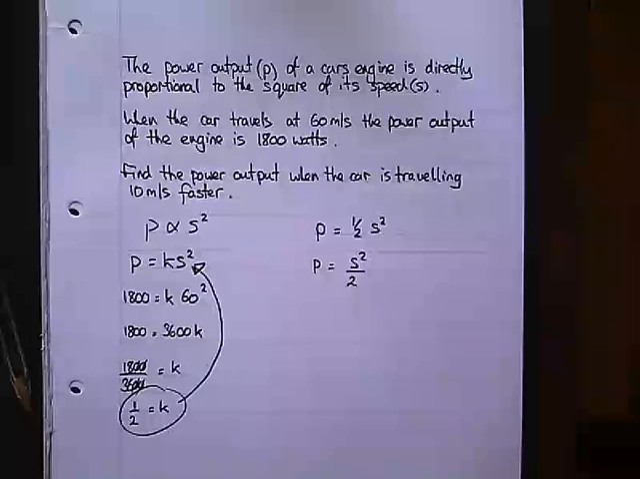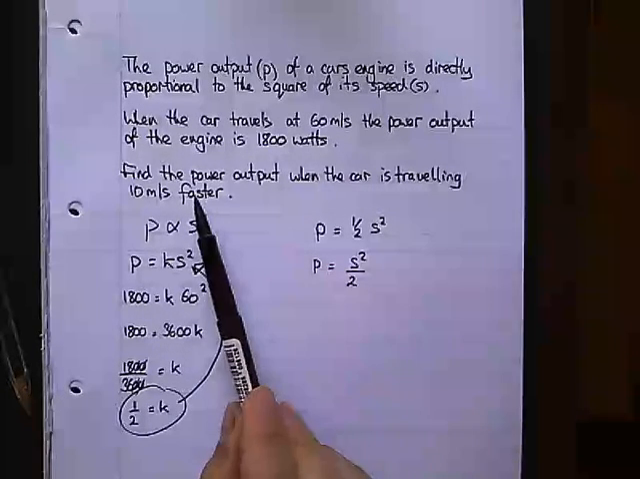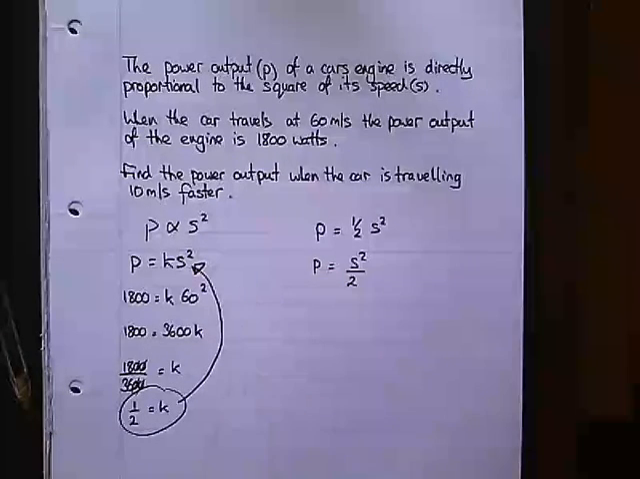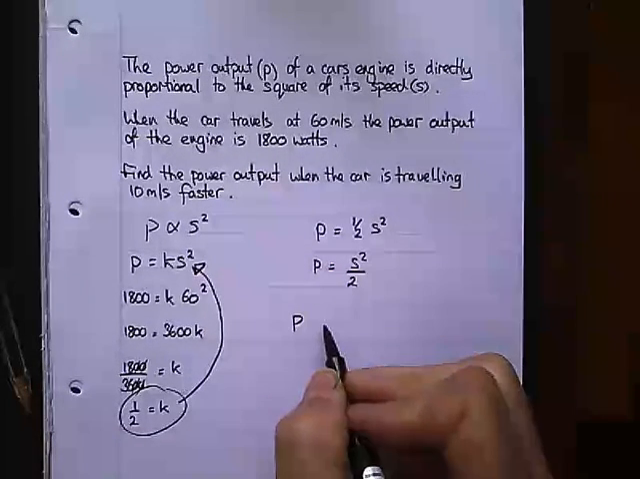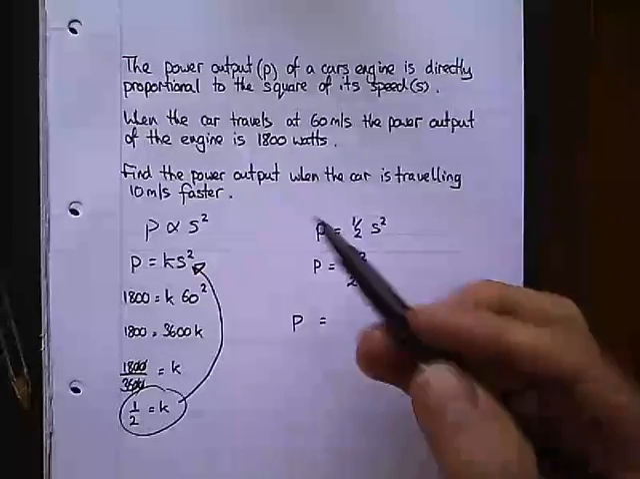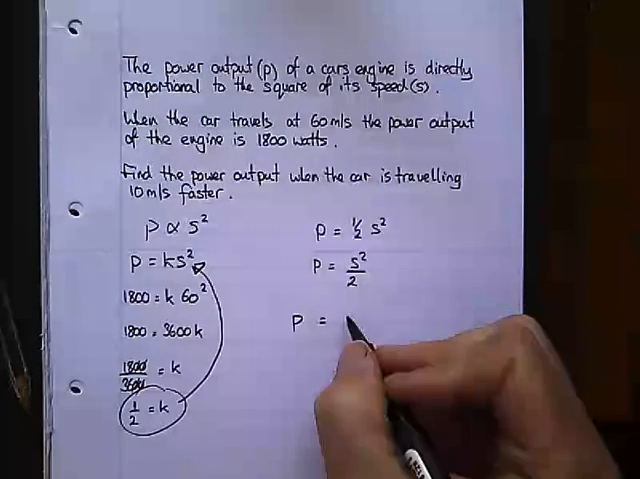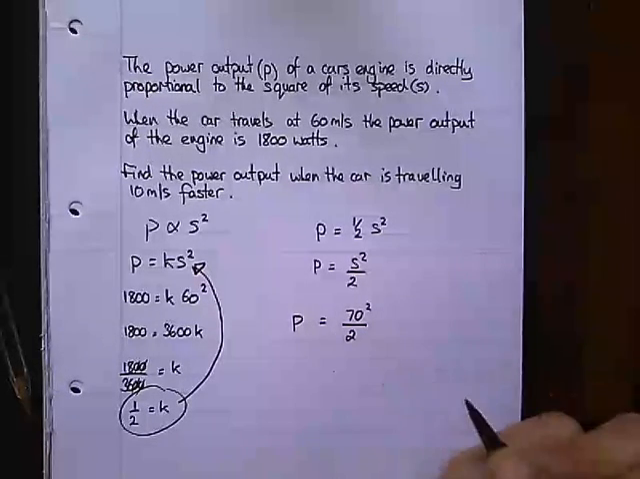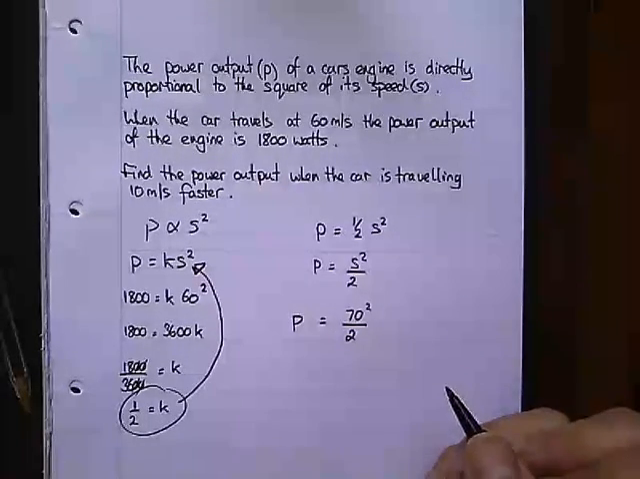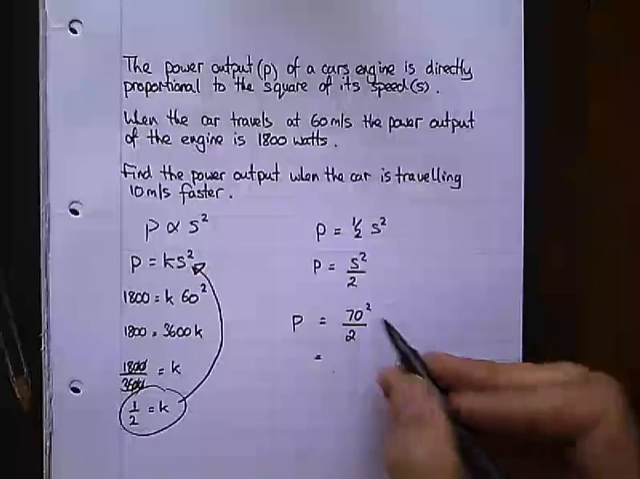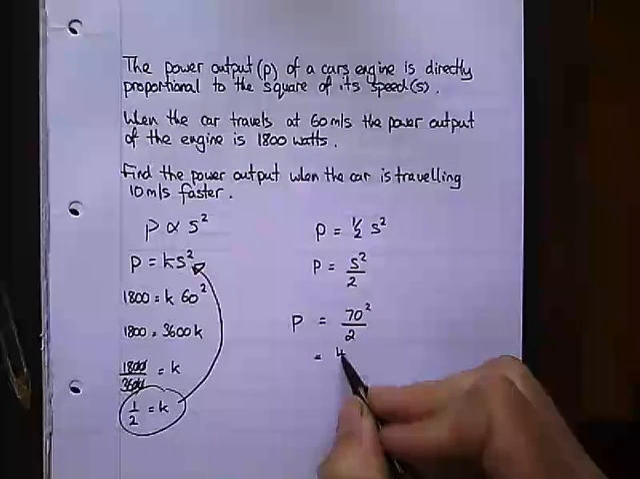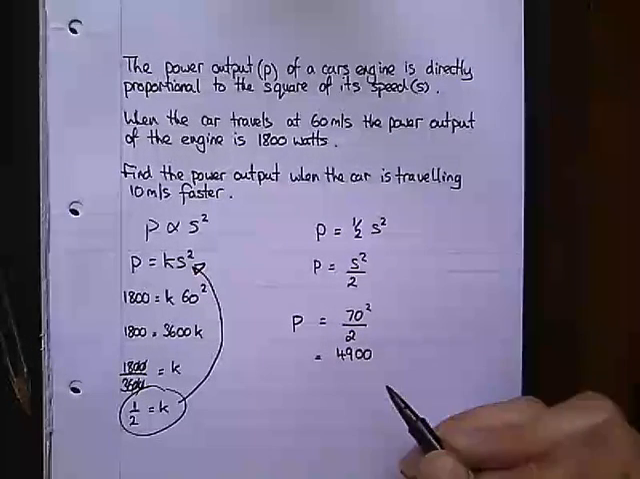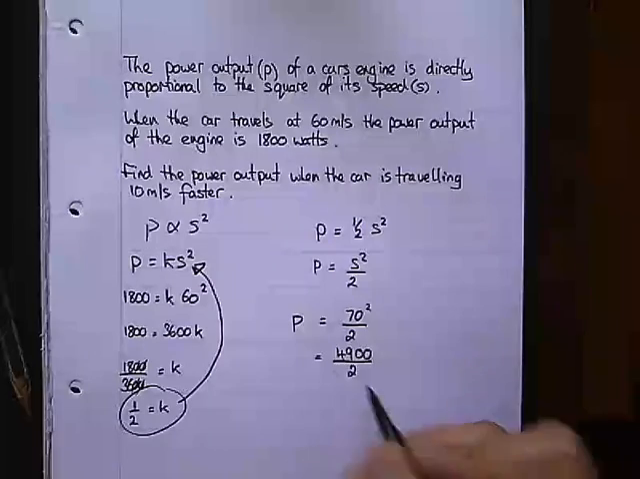Okay, so find the power output when the car is traveling 10 meters per second faster. So we don't know the power yet, but we do know that the speed is 60 plus 10, which is 70, squared divided by 2. So I just now need to expand this out and work out the answer. 7 times 7 is 49 with the two zeros. So 70 squared is 4,900. I want 4,900 divided by 2.